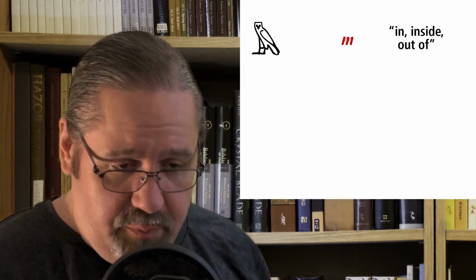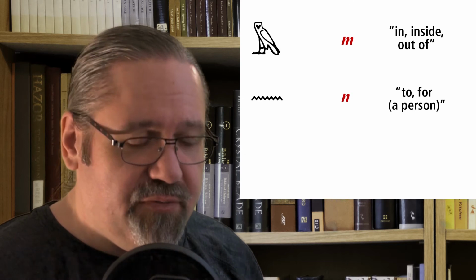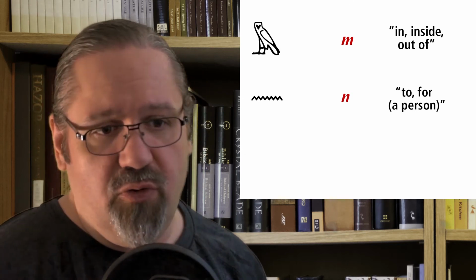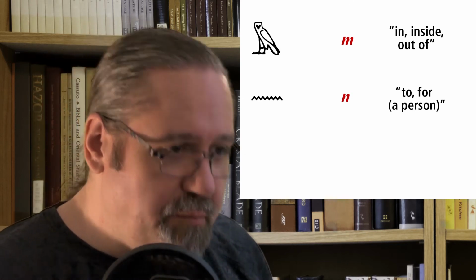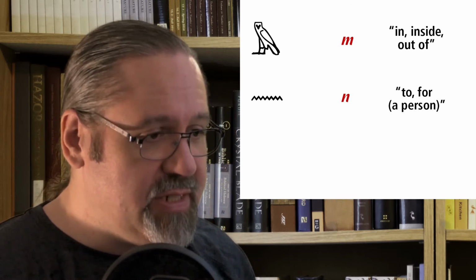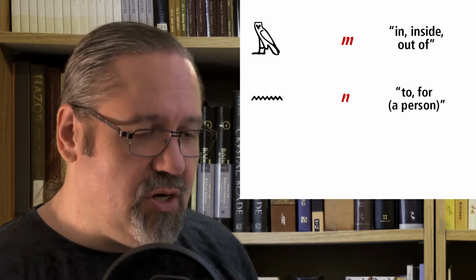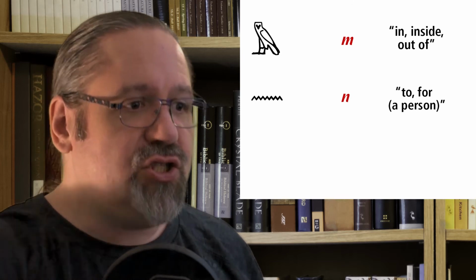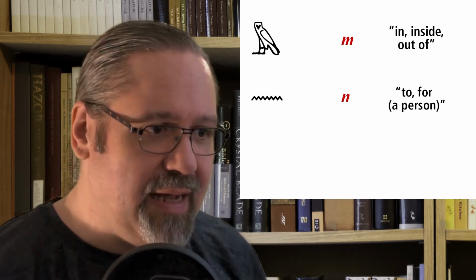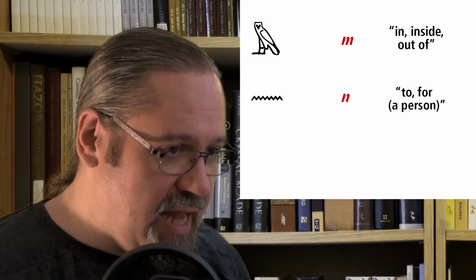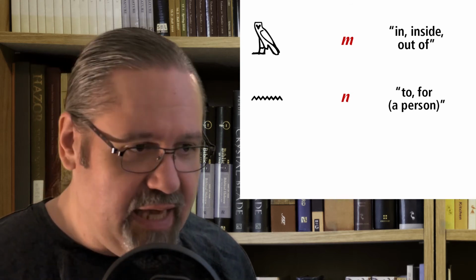The N preposition, the waves, can mean to or for, but it's directed towards a person. So let's say I wanted to give a gift to my mother. I would be using the N preposition in this case.